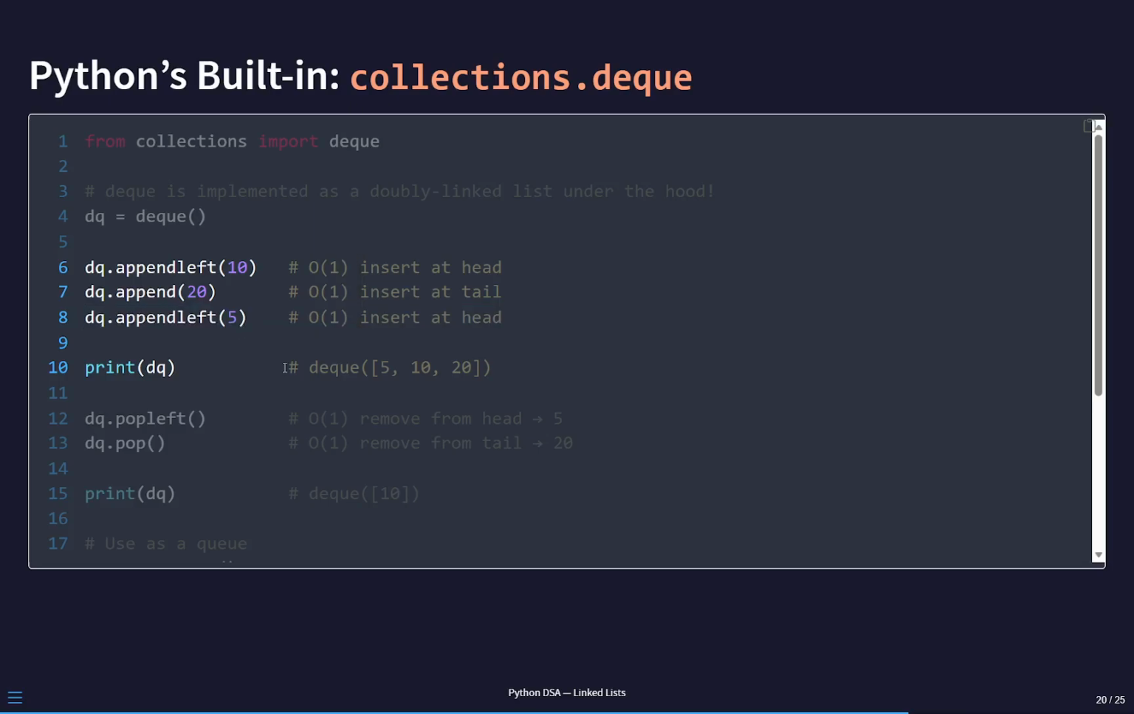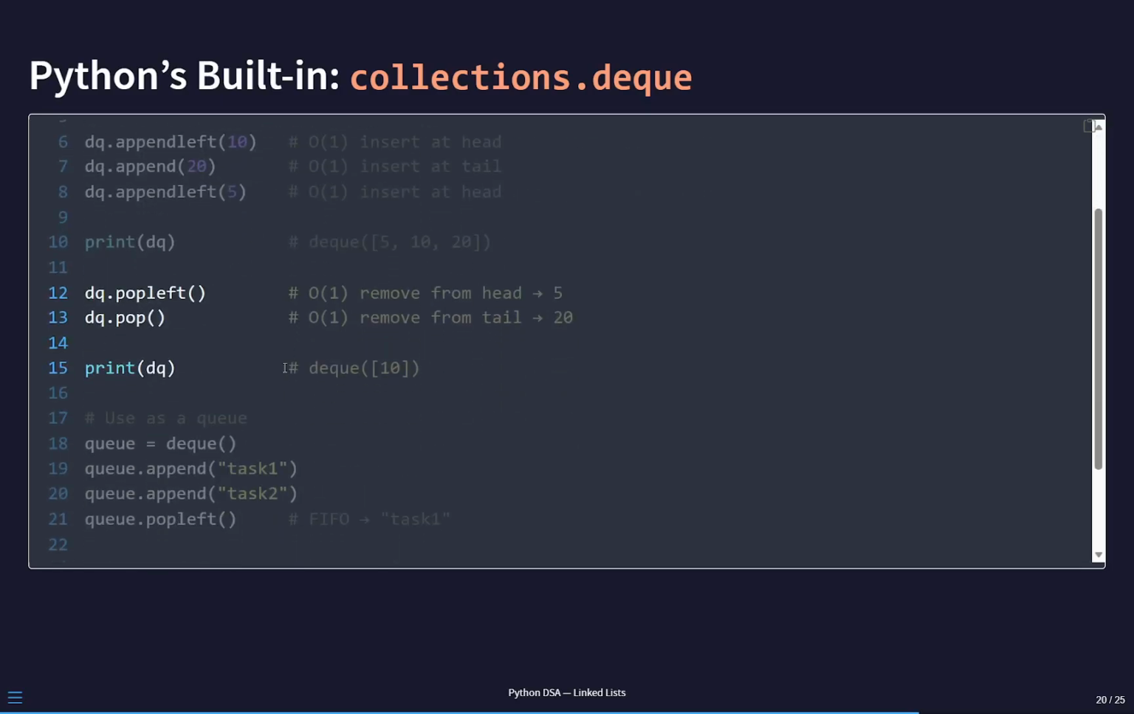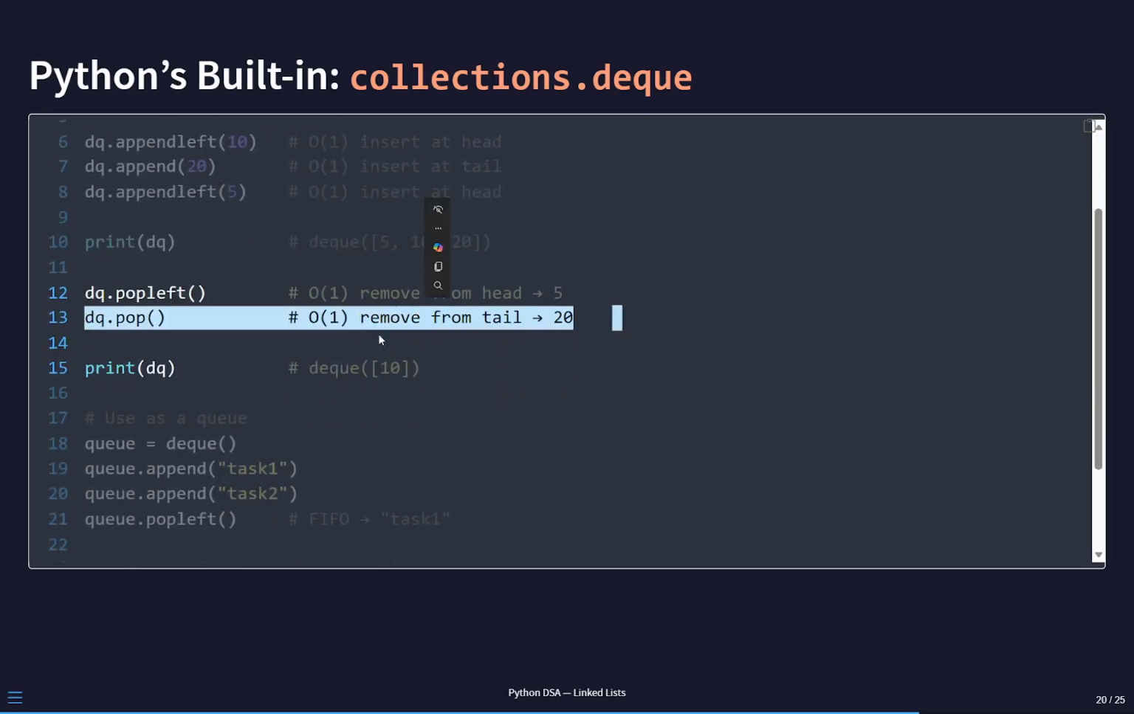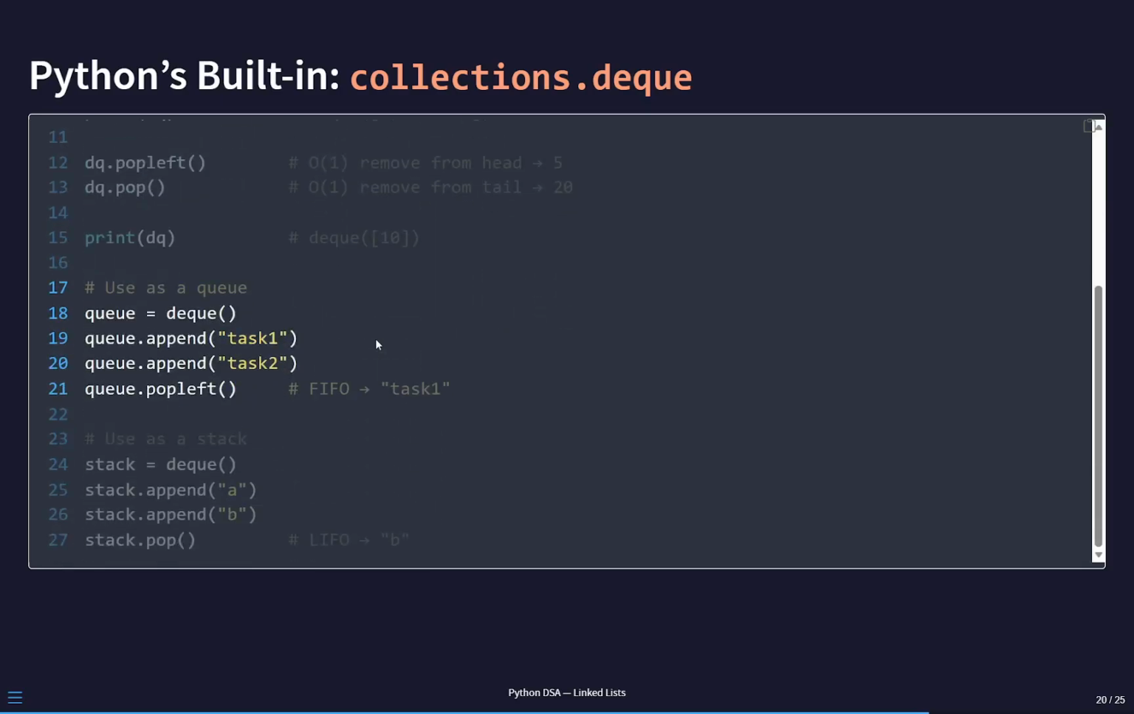Click Pop Left: removes from the head, O(1). Pop removes from the tail, O(1). Again, constant time. Click. Deques make great queues. Enqueue with append, dequeue with pop left, perfectly FIFO in O(1).